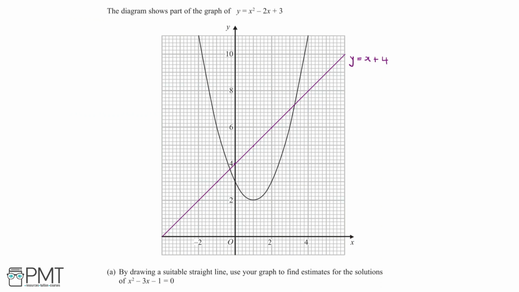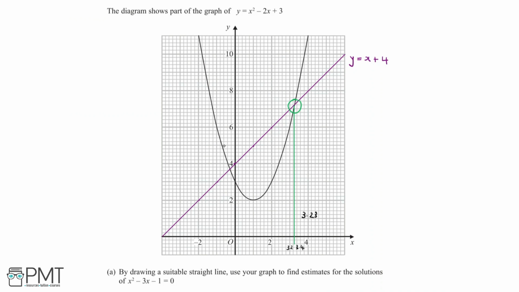Now that we've drawn the line of y equals x plus 4 on our diagram, we can find the solutions of x squared minus 3x minus 1 equals 0 by finding the estimates for the x coordinates of the points at which the curve and the line intersect. Now looking at this point over here, we can find the x coordinate of this point of intersection by drawing a line that goes vertically downwards from the point at which they meet. Now the x coordinate of this point is somewhere in between 3.2 and 3.4, and it's closer to 3.2. And so let's say that the x coordinate of this point is approximately 3.23.